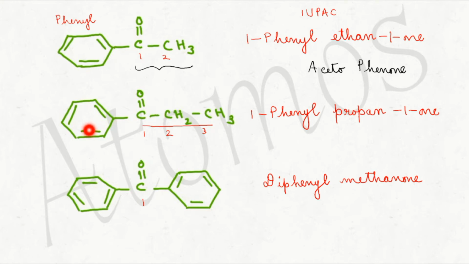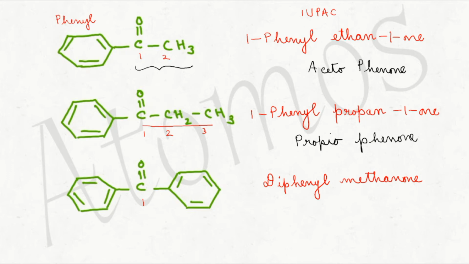Here also a benzene ring is directly attached to the keto group, so the common name of this compound will definitely be ending with phenone. Then we will have to think about which is the other group. 3 carbon atoms are there and a keto group is also present, so we will call it propio. Propiophenone. That will be the common name of this compound.